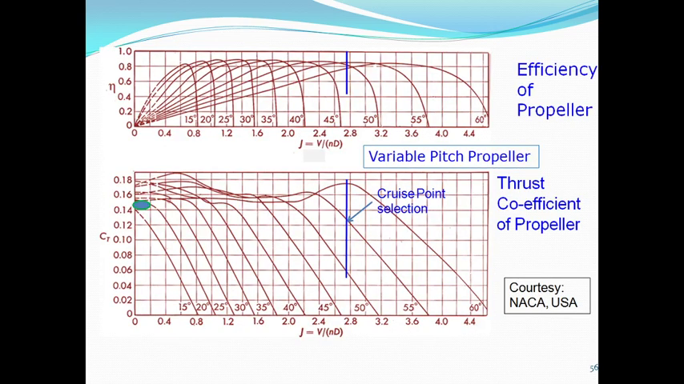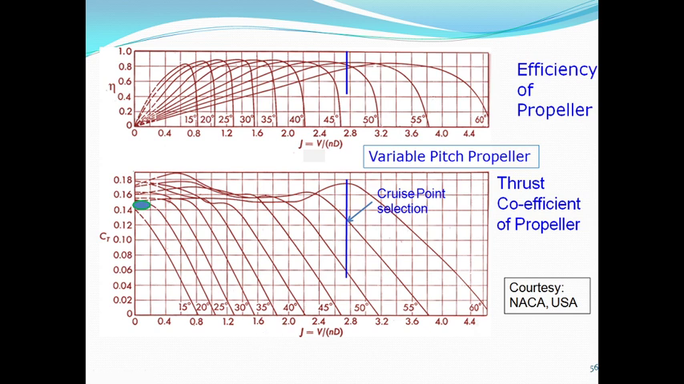These are the kind of propeller charts. As we discussed, there are three major performance parameters. One is the efficiency, the other one is the torque, and the third one is the propulsive power, basically propulsive force. Okay, so these are the three things, and again we try to keep them in non-dimensional form.